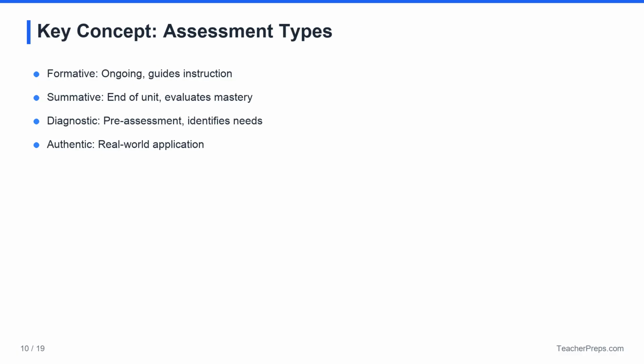Assessment is a major topic on this exam. Formative assessment is ongoing and guides your instruction. Think exit tickets, observations, and questioning during lessons. Summative assessment happens at the end of a unit to evaluate mastery. Think chapter tests and final projects.